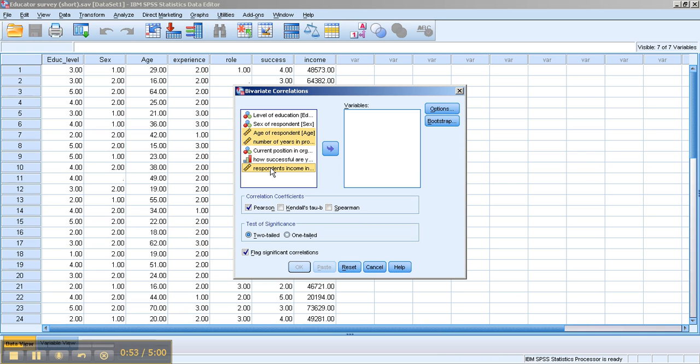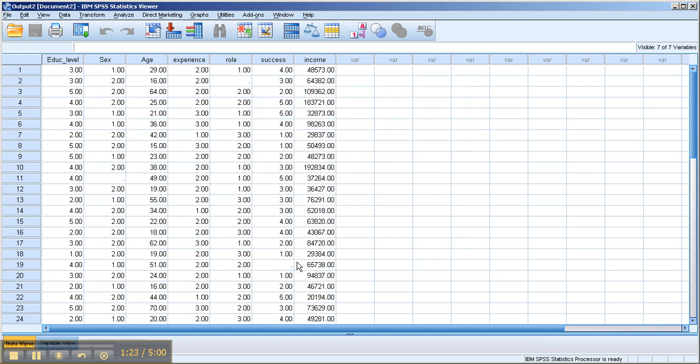So for right now, let's take our continuous variables, the age of respondent, number of years in the profession, and your respondent's income, and move them over. And then we'll also add in sex of the respondent. Okay? What we really want to focus on here is our Pearson correlation. This is going to be our R coefficient. There's going to be a two-tailed test, and we want to make sure that the computer flags the significant correlations. Why not let it work for us, right? So go ahead and click OK.